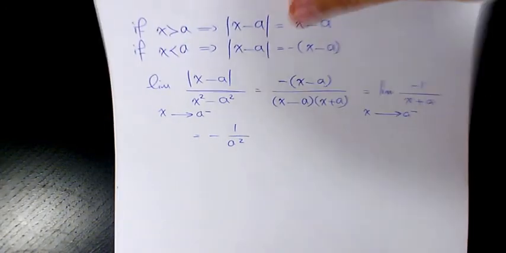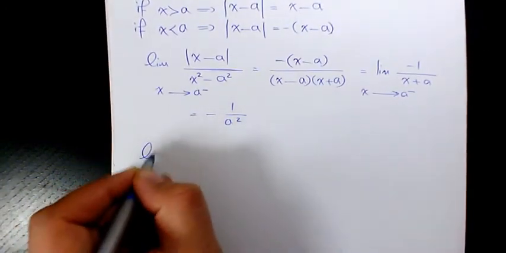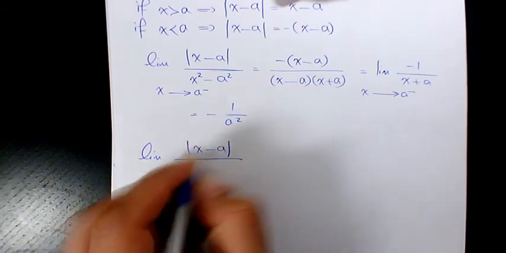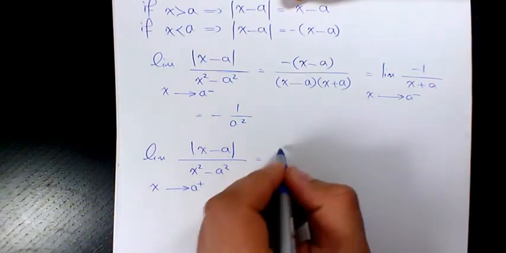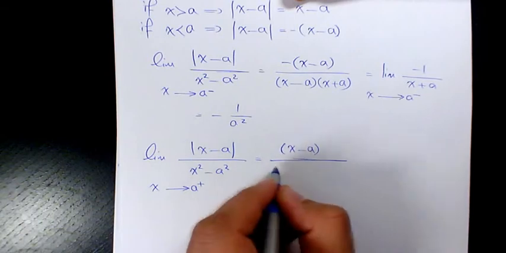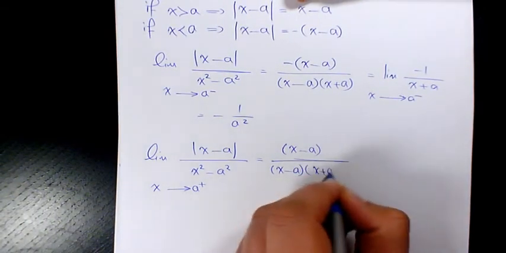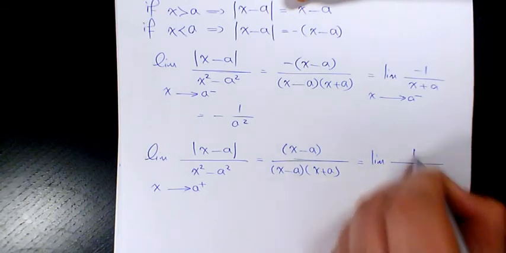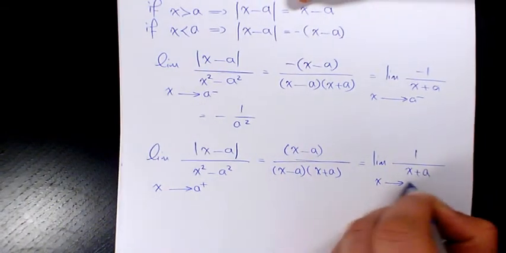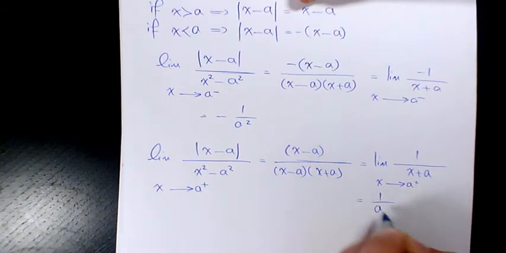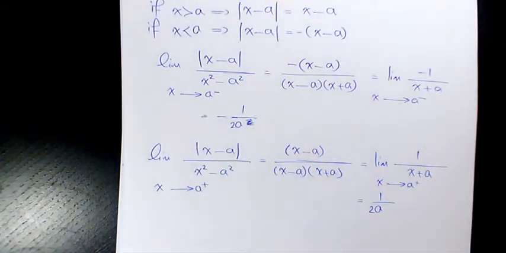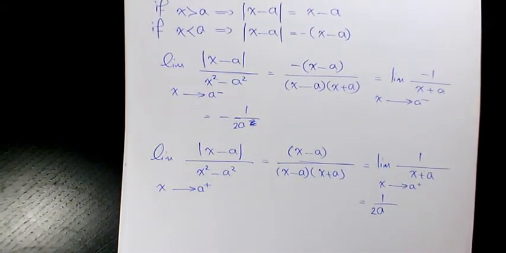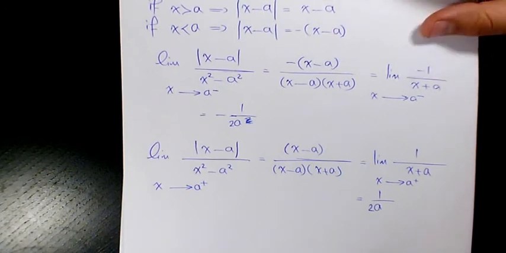On the other hand, when we have the right limit, that's going to be x minus a over x minus a times x plus a, which makes it the limit of positive 1 over x plus a when x is approaching a plus, which is going to be 1 over 2a. And here we need to write 2a, not a squared, 2a. So since the left limit and right limit are not equal, you're going to say that the limit doesn't exist.